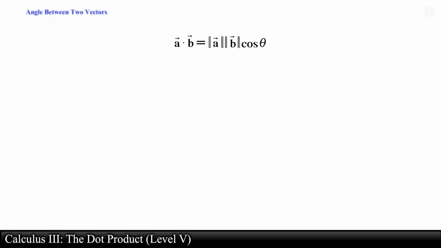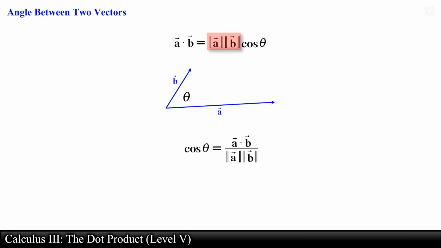This expression is very useful in finding the dot product, but it can also be used to find the angle between two vectors. Notice that the magnitude of vector A times the magnitude of vector B simplifies to a real number, so we can actually divide this expression out, obtaining a rearranged form of the dot product.